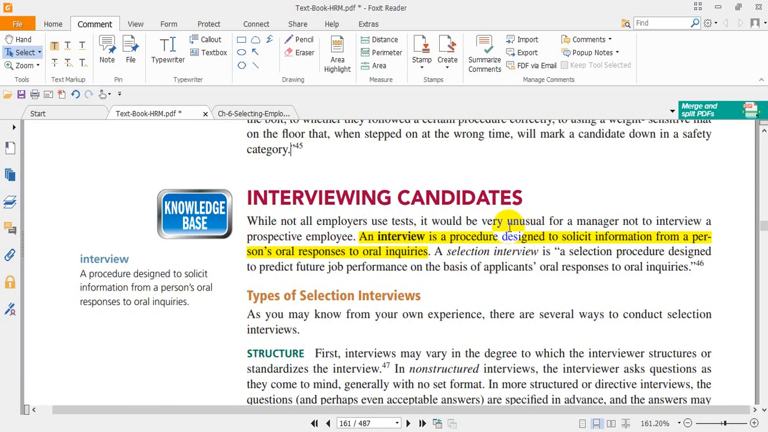Remember, in the first lecture or the first meeting in this chapter, we explained that there are 3 techniques for selection: the selection tests and interviews, and the observation or background investigation.